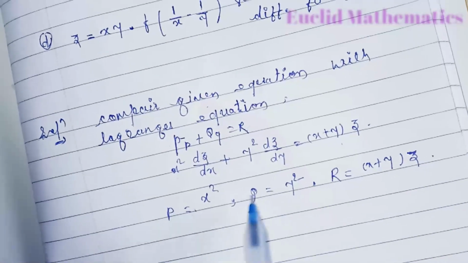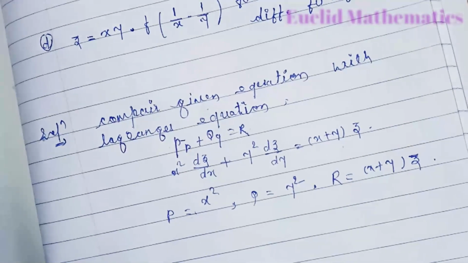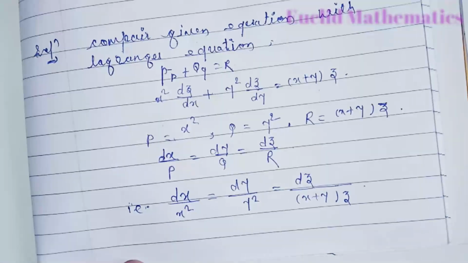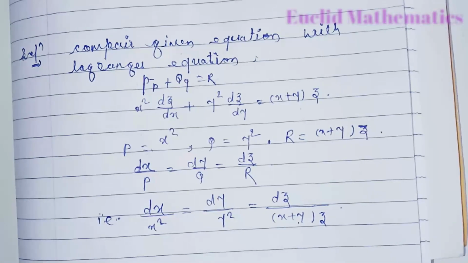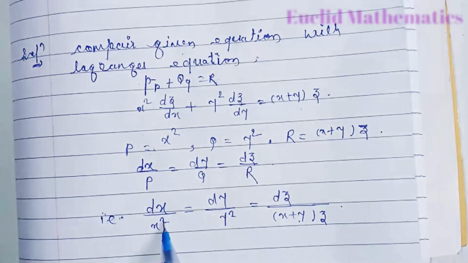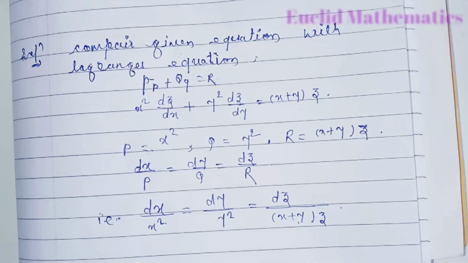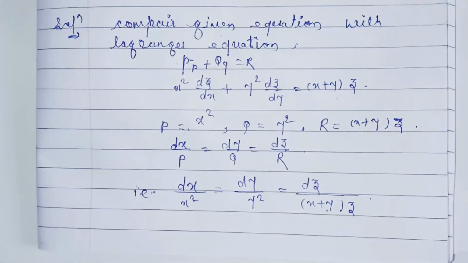Now we have the values for P, Q, R. As per Lagrange's equation, substitute these values to get dx/P = dy/Q = dz/R. To find the constants C1 and C2, compare any two of the fractions. You can take two or more, then go further to find C1 and C2, which we represent by u and v, and then find the solution.